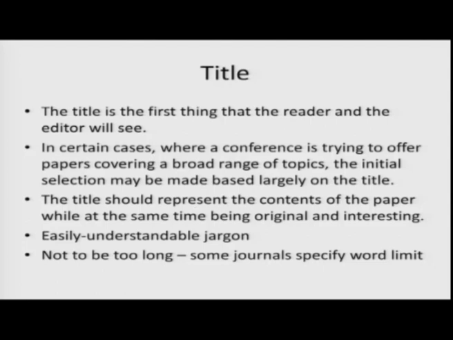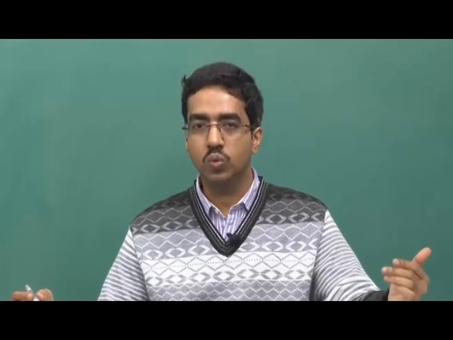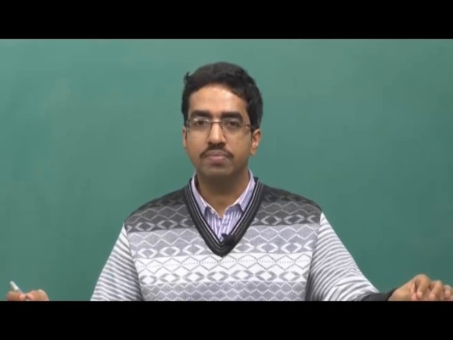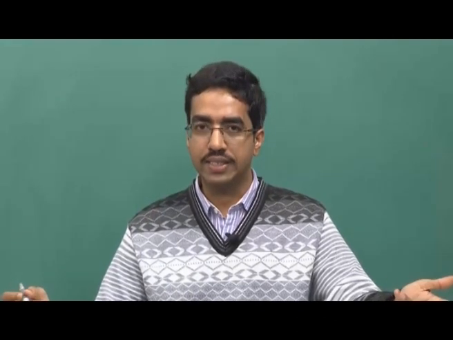Then it should represent the contents of the paper. At the same time, it should be original and interesting. It should have easily understandable jargon. We mentioned this is for a specific audience, you take some things for granted, but in the title you cannot pack too much jargon and too many technical words. Then it should not be too long. Many journals actually specify a word limit, something like 15 to 20 words for a title. So, it should not be longer than that.